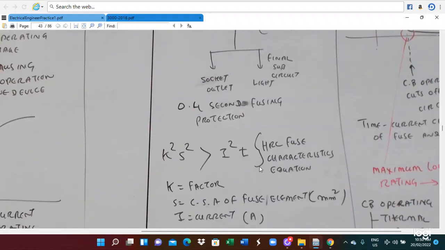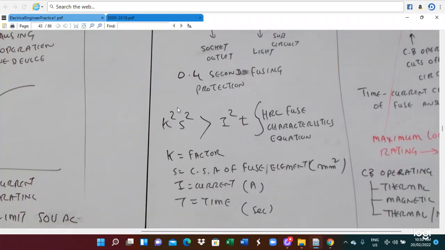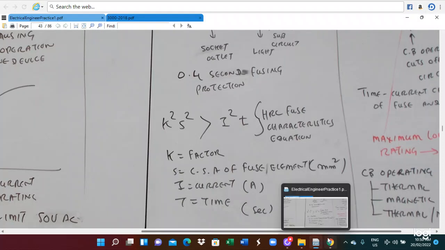So this equation is K squared S squared must be greater than I squared T. K is a factor, S is the cross-sectional area of the fuse element, I is the current, and T is the fusing current time. So this is the A plus C fuse characteristic equation. We have to follow K squared S squared must be greater than I squared T. K is the fusing factor, S is the cross-sectional area of the fuse element, I is the current, T is the time. So this is the way we have to calculate.